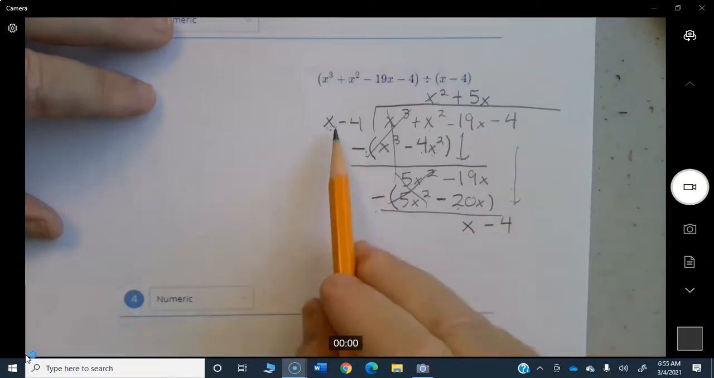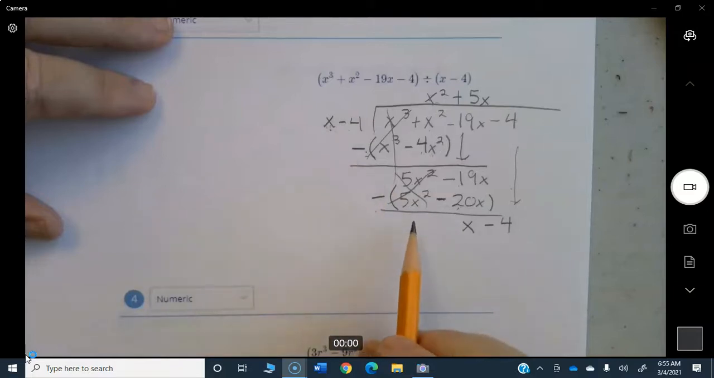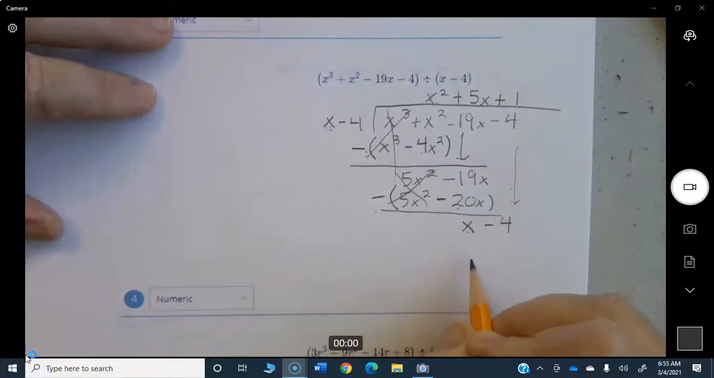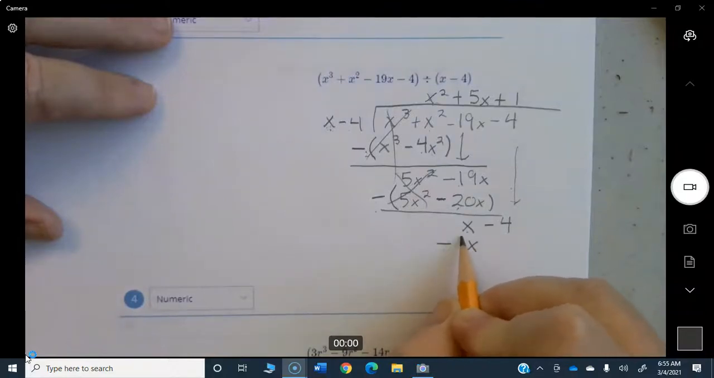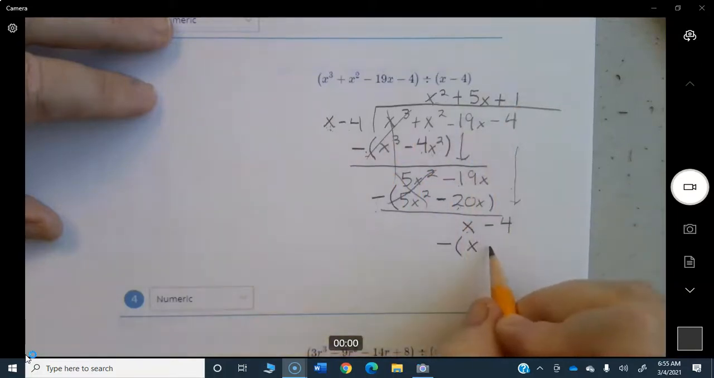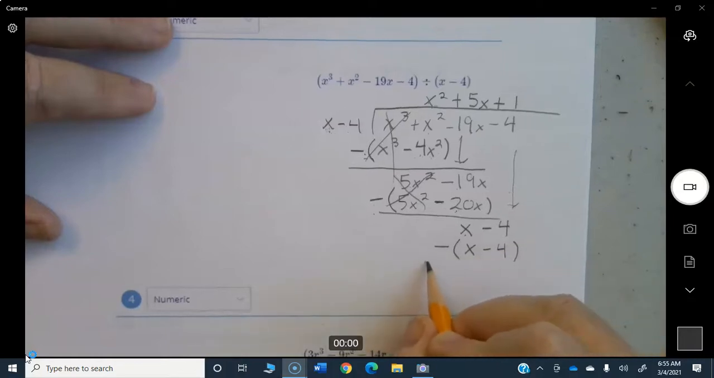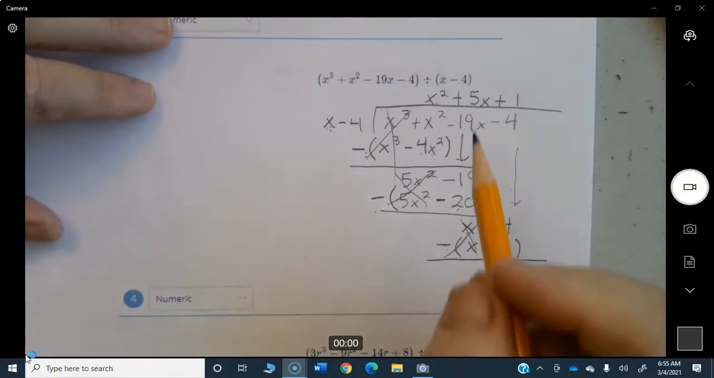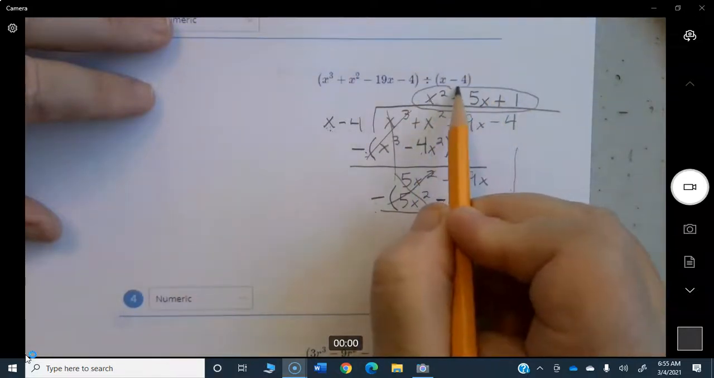So what do you multiply x by to get x? That should be pretty easy. Sometimes it tricks students. It's just plus 1. 1 times x is x. So I'm going to put that here. Subtraction and open a parenthesis. And 1 times negative 4 is negative 4. Close the parenthesis. Again, the negative sign gets distributed, so this becomes a plus 4. So x minus x goes away. And negative 4 plus 4 is 0. So again, we have no remainder. So there's your final answer. It's x squared plus 5x plus 1.